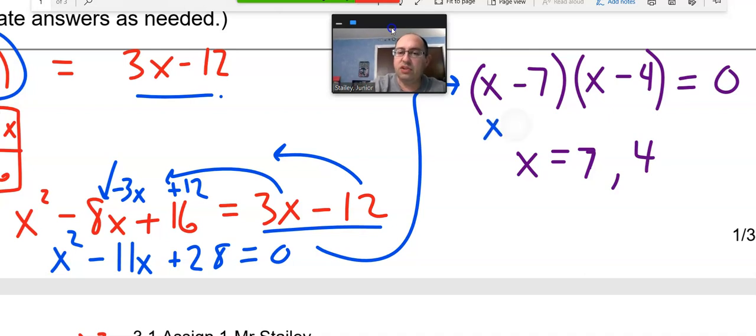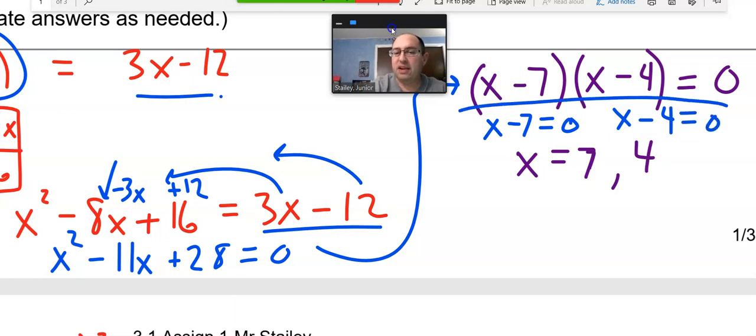Setting the factors equal to 0. This particular step that I'm writing down, we've done enough of it. It's kind of an optional thing. You don't need to show that work, but that is the truth. That's what you're doing. So we end up with 7 and 4.